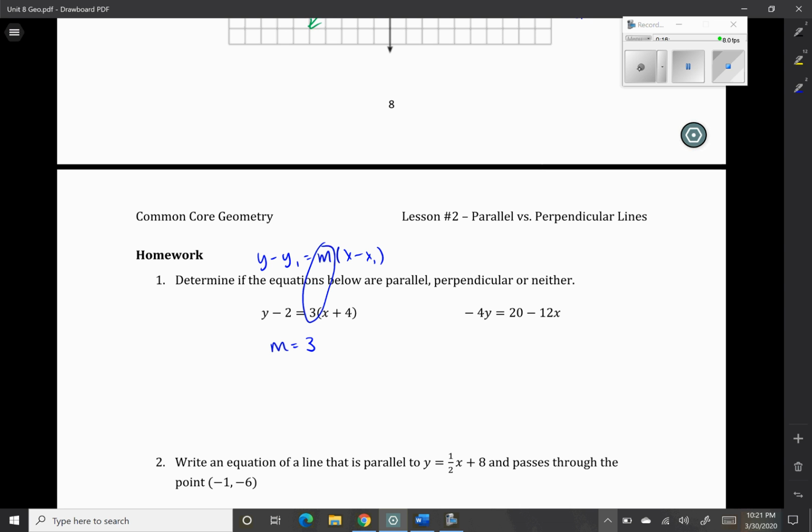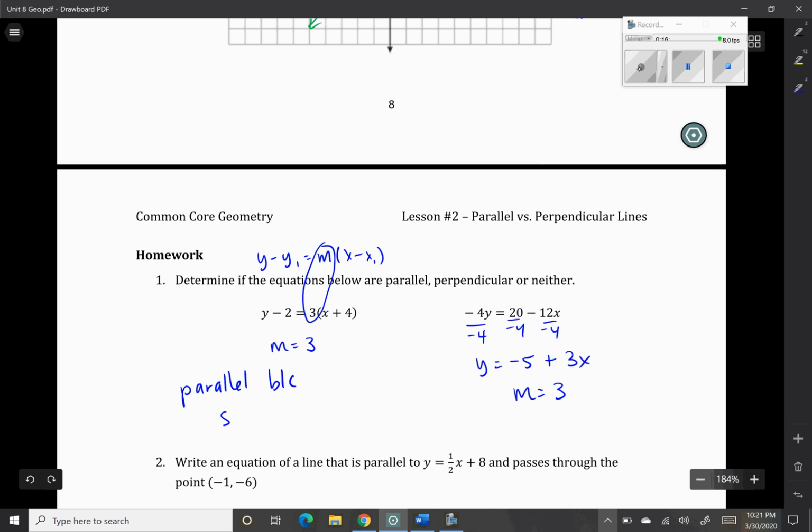The second one is not in a nice format, so we got to get rid of the -4. So we divide everything here by -4. We get y equals -5 plus 3x. Again, slope is always the number multiplied to x, so in this case the slope is also 3. Since both of these equations have the same exact slope, that tells us that these lines are parallel, and we can say because the slopes are equal. All right, we have the same exact slope here.